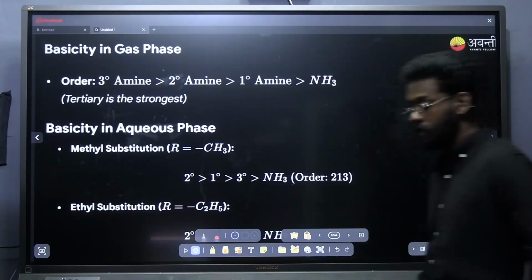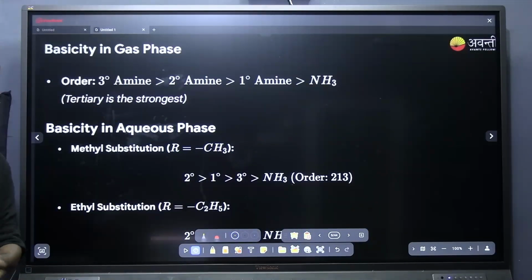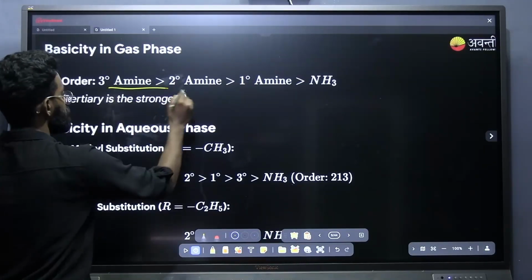Okay, next one, the preparation reaction is over. Next is about the basicity in the gaseous phase and the aqueous phase. Basicity in the gaseous phase, already you know, there is no confusion in that one.